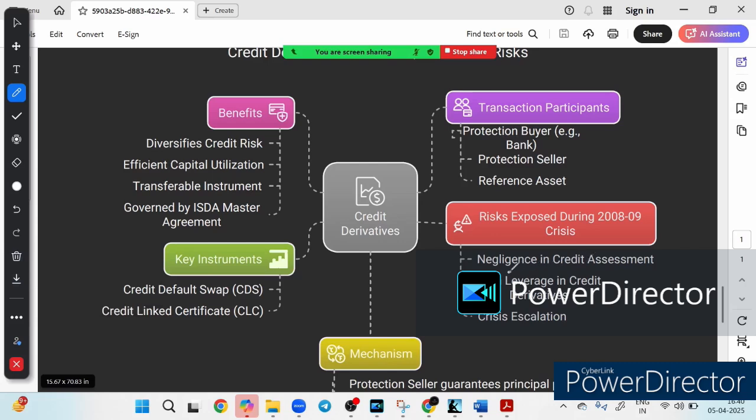The first one was the negligence in credit assessment. Many institutions blindly relied on derivatives without checking borrower quality, right? This was what happened in the 2009 crisis. You might know about the Lehman Bank crisis, right? In the USA, it impacted the entire global world.